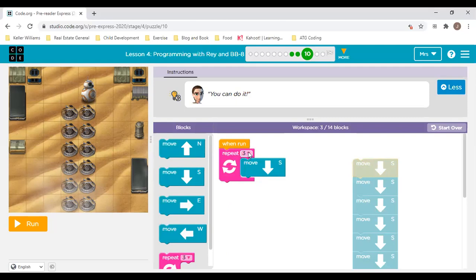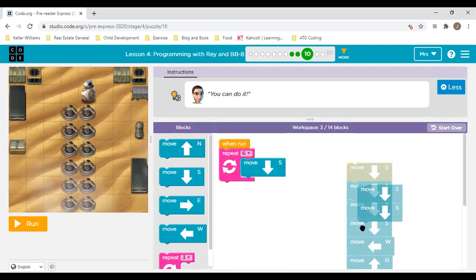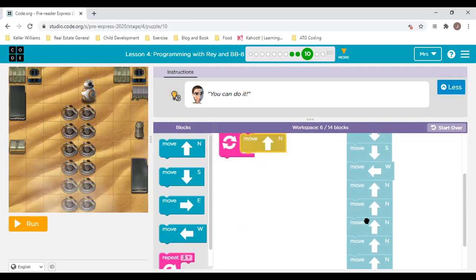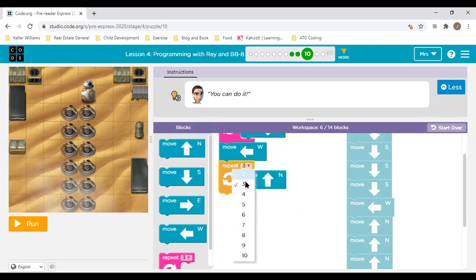Okay, so you see that little triangle? We are going to put 6 in there. So we have just replaced the 6 south blocks with a repeat. And then west. That's right. Fantastic. After west, we can use another repeat block, right? Yeah. So we put a north. Okay, and then how many times does it need to move north? 5 times. There we go.